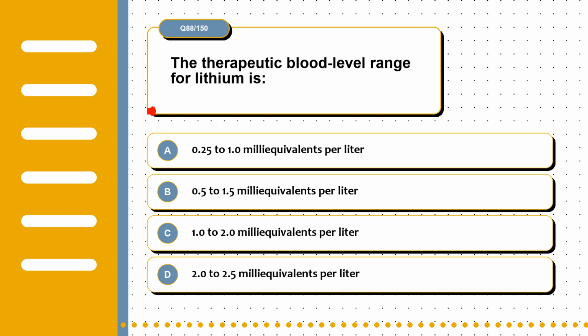Question 88. The therapeutic blood level range for lithium is. Here are the options. Option A, 0.25 to 1.0 milliequivalents per liter. Option B, 0.5 to 1.5 milliequivalents per liter. Option C, 1.0 to 2.0 milliequivalents per liter. Option D, 2.0 to 2.5 milliequivalents per liter.